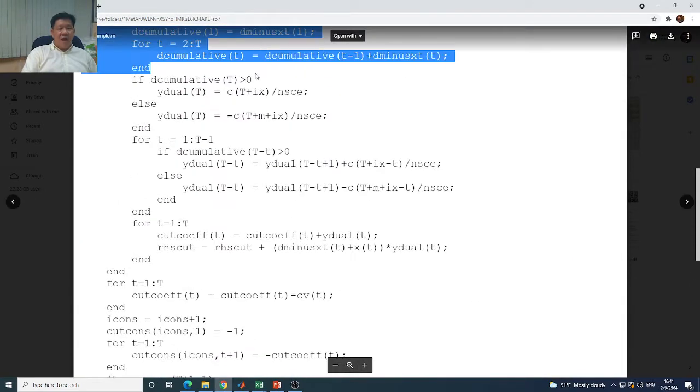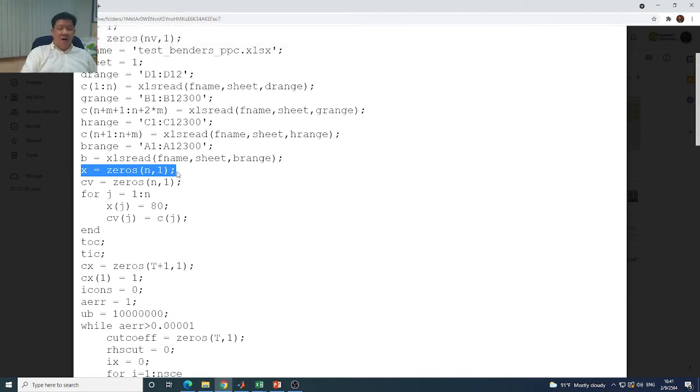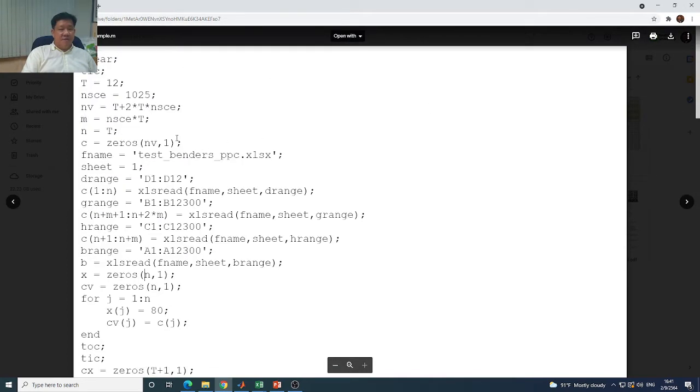We're going to track it down, but not line by line, just give you the details. The first step, we have the major first stage decision value, which is the amount of ordering in each period. That's n periods. You remember that small n is equal to t.